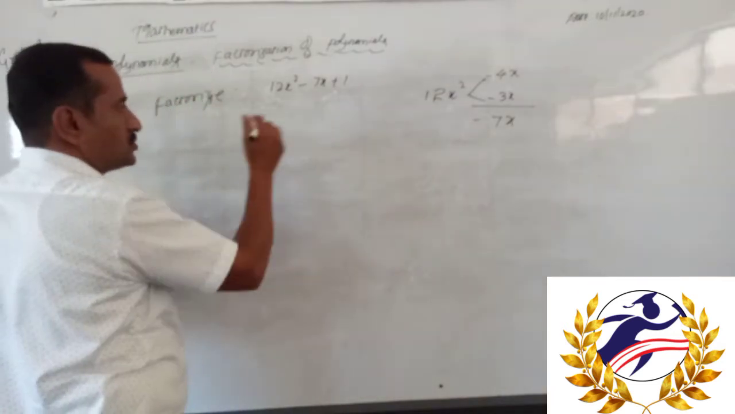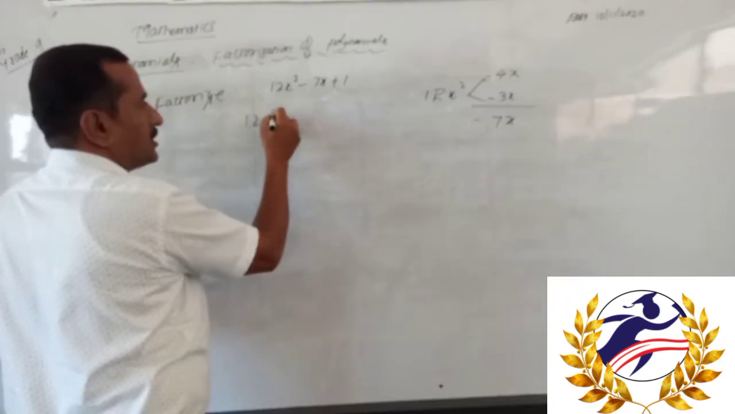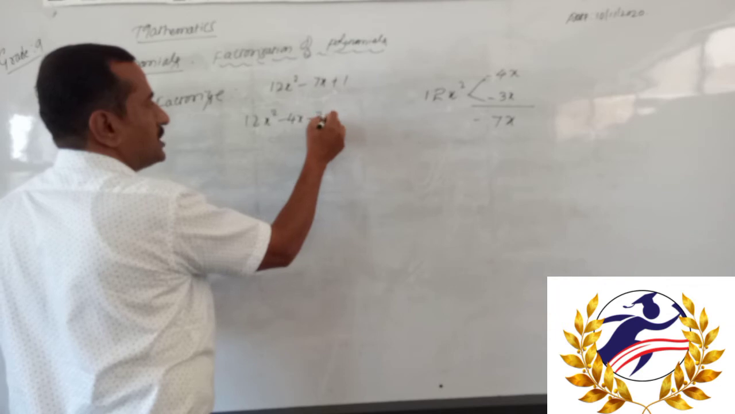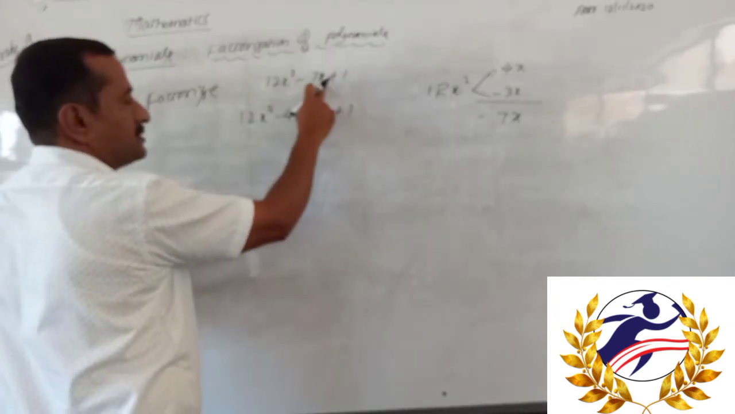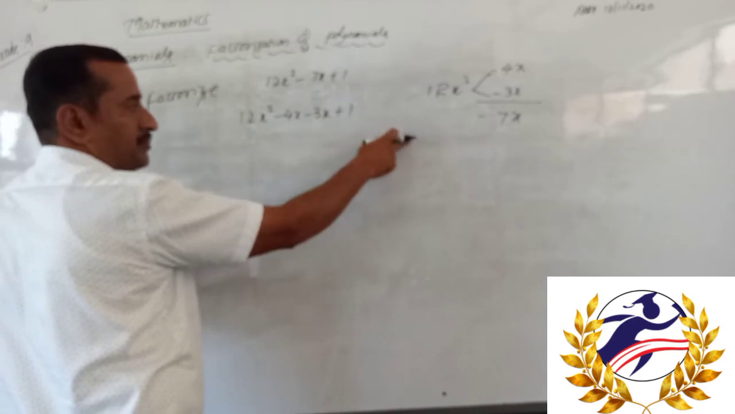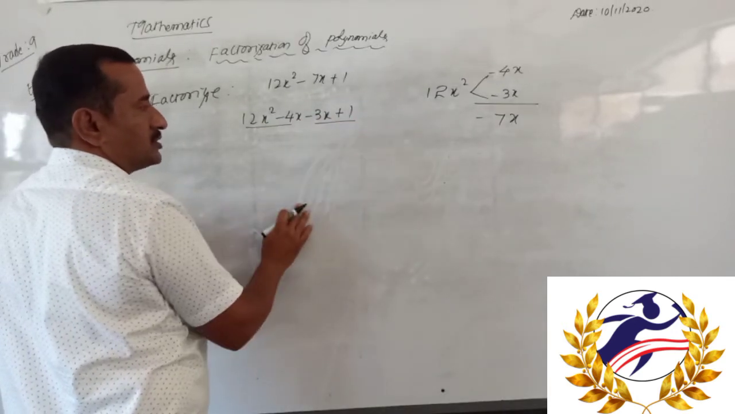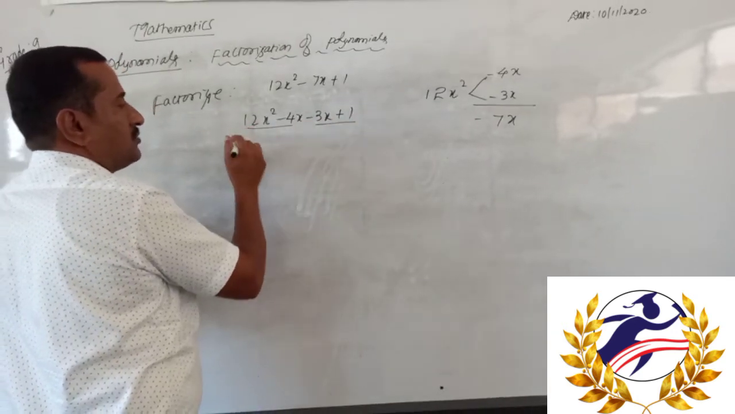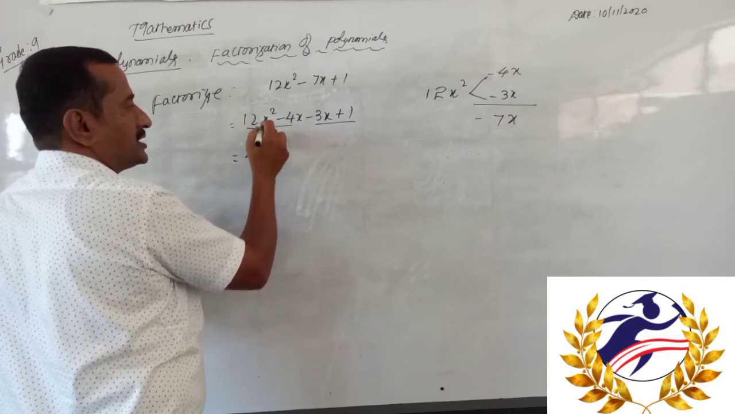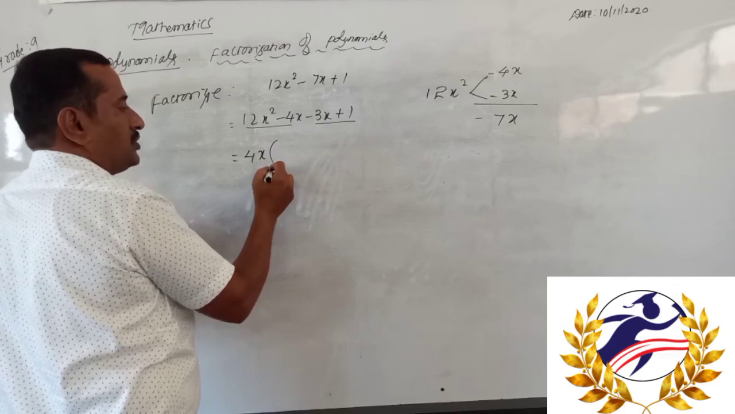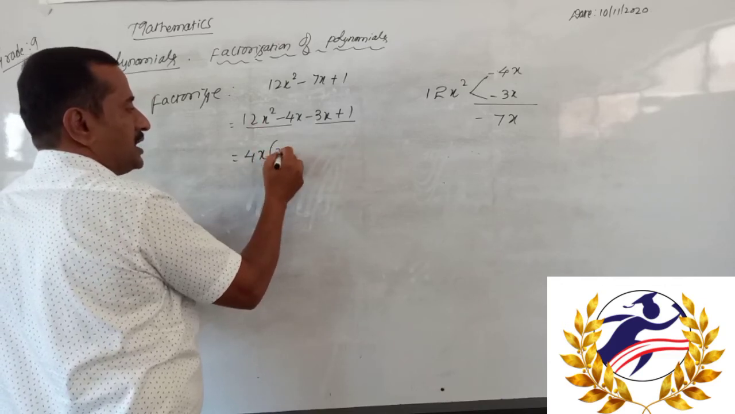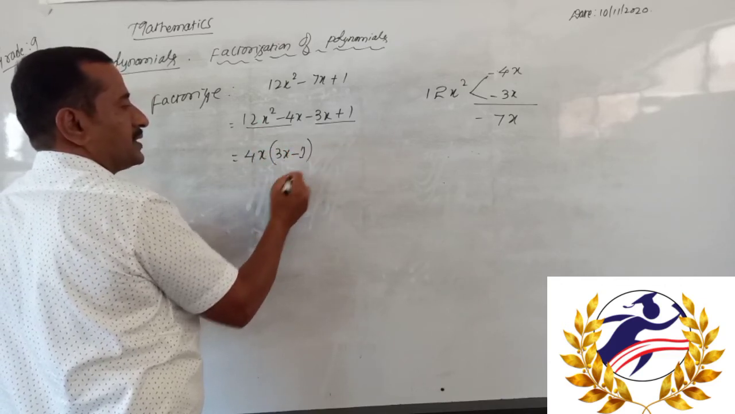Now, take those two terms. That is 12x square minus 4x minus 3x plus 1. First and last is same. Here we say split it, we will get that one. Now take the common factor in this, take the common factor in this. 12 and 4, the common factor is 4. X square and x common factor is x. Now, if you take 4x outside, 4 3s are 12 and x minus 4 1s are 4.